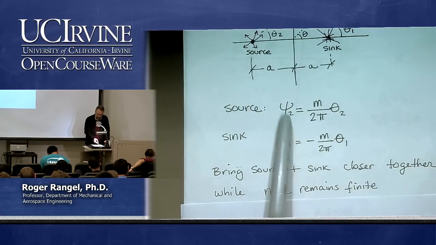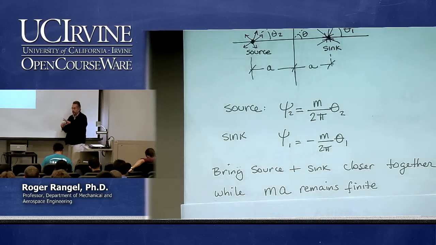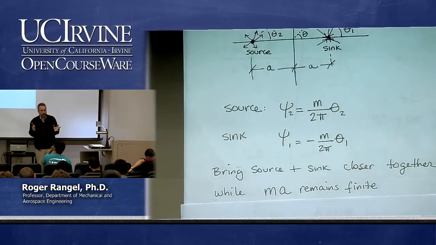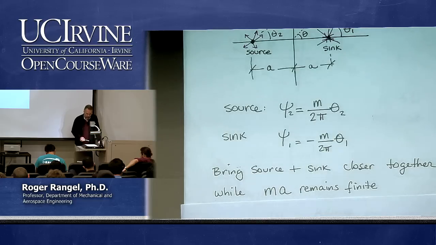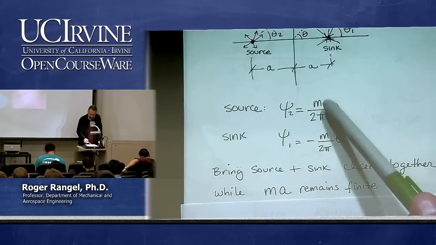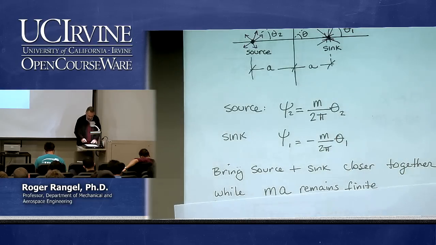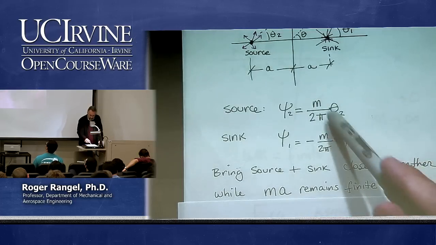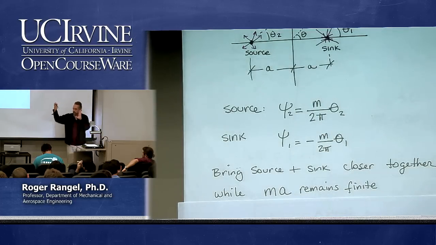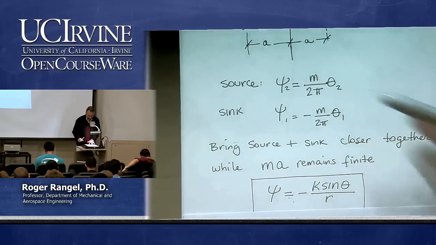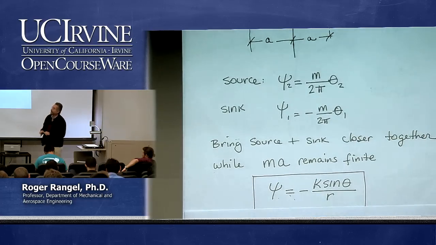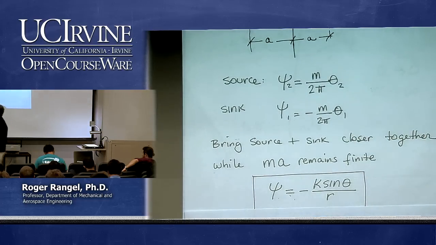essentially you would be adding these two together. The full stream function for the combination is psi 1 plus psi 2. So you would write m over 2 pi times a factor theta 2 minus theta 1. That's very simple. But if you continue working, it's essentially trigonometry, and when you clean it up, then you end up with this.